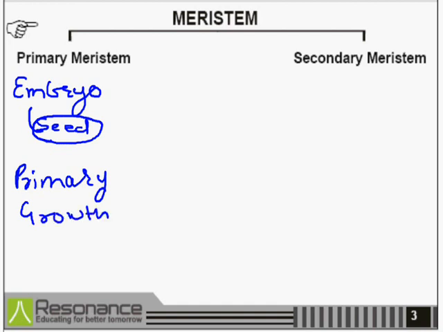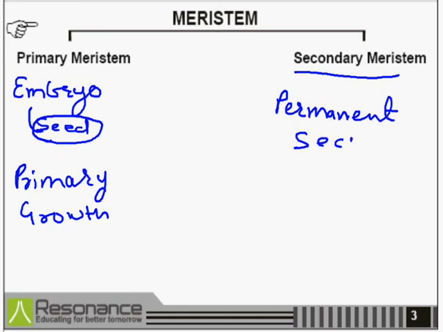The second one is the secondary meristem. This type of meristem is developed from permanent cells. Permanent cells are formed by primary meristem, but these permanent cells again regain their division power and can divide and form other cells. We call them secondary meristem. These secondary meristems are responsible for the secondary growth in the plant body. This process is known as dedifferentiation.